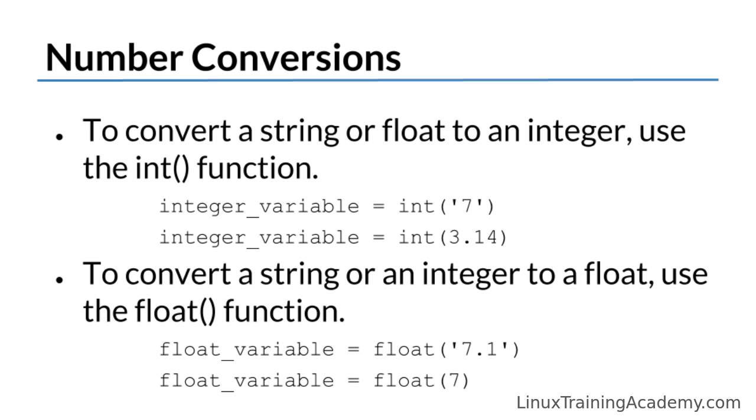If you try to perform a mathematical operation against a string, you will encounter an error. Remember that if you surround a number in quotes, it becomes a string. To convert a string or a float into an integer, use the built-in int function. Simply pass in the string or float that you would like to convert to int. Also, to convert a string or an integer into a floating point number, use the float function.